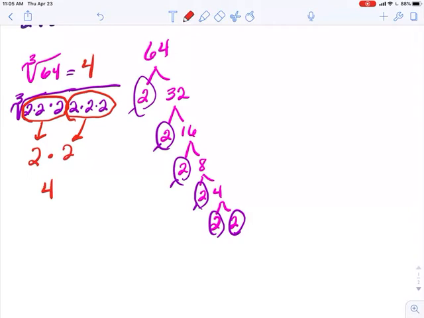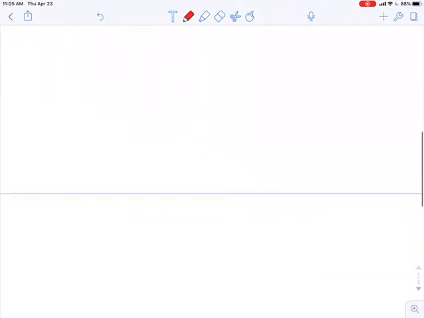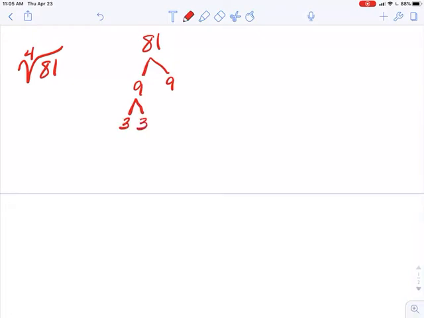Now, what if I asked for, let's just go with the 4th root of, let's think, 81 maybe. Okay, so now I want to do the prime factors of 81 still. And I know that 81 is the same thing as having 9 times 9. Then this 9 here, I know can go into 3 times 3, and this one can do the same thing.